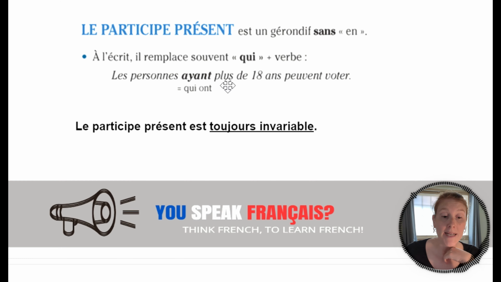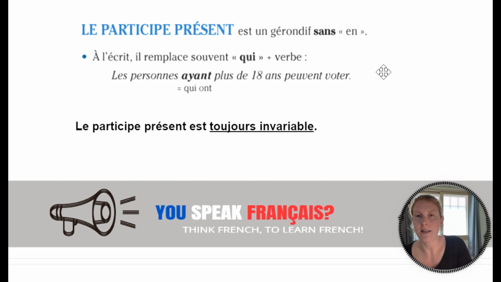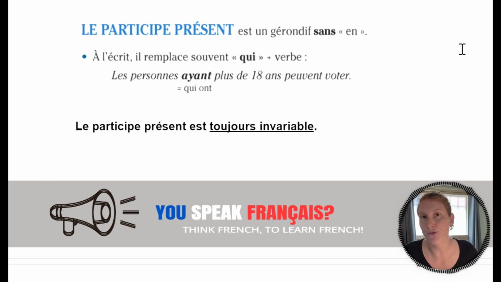So here I have an example. Les personnes ayant plus de 18 ans peuvent voter. So the people that are more than 18 years old can vote. You could also say, les personnes qui ont plus de 18 ans peuvent voter. Right? In this case, the verb, obviously, is avoir. So avoir, ayant. Remember, it's one of the three only irregulars in the participe présent gérondif construction that you have to remember. Okay? So you could say those two have just the same meaning. It just sounds more formal.